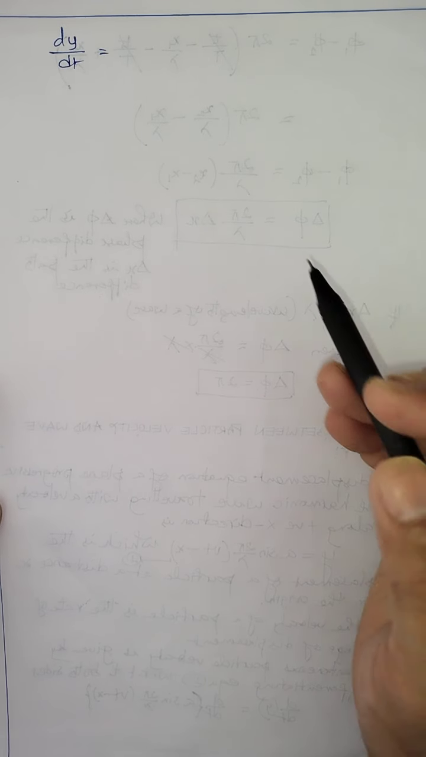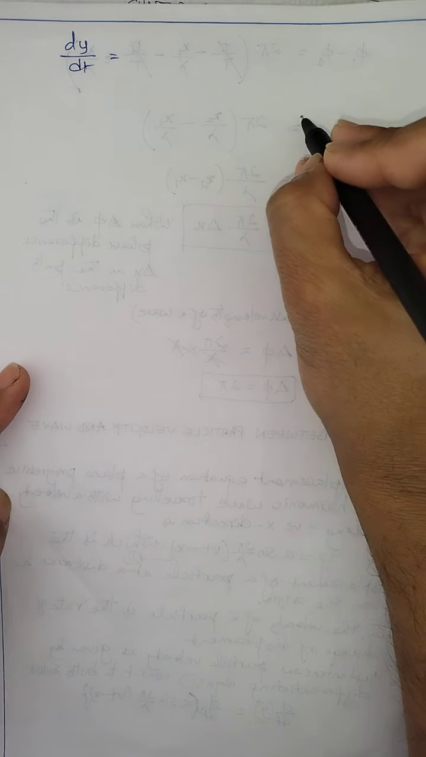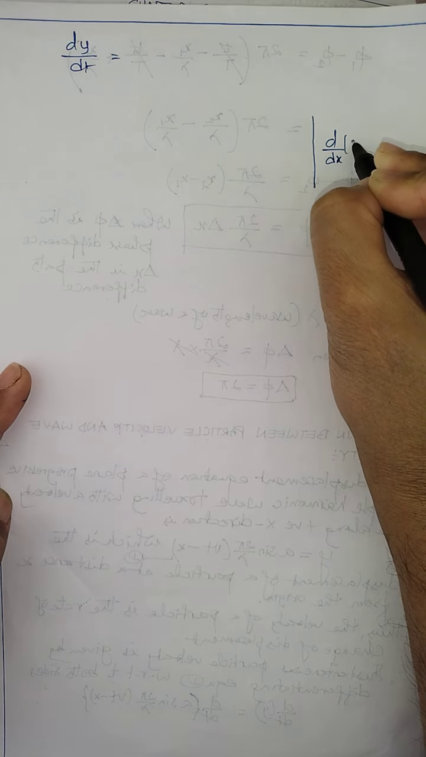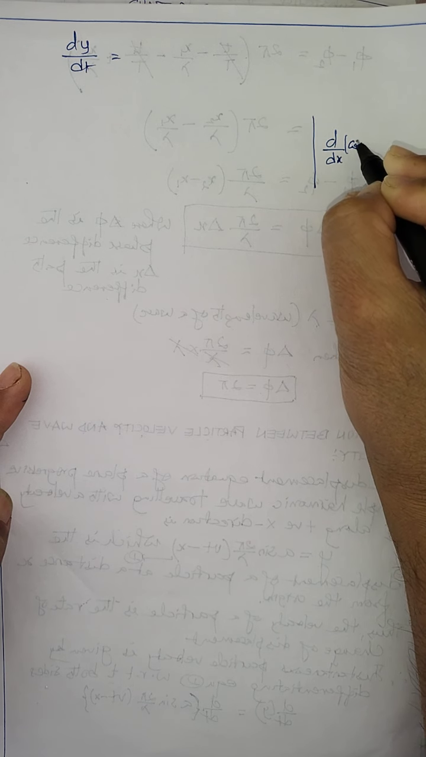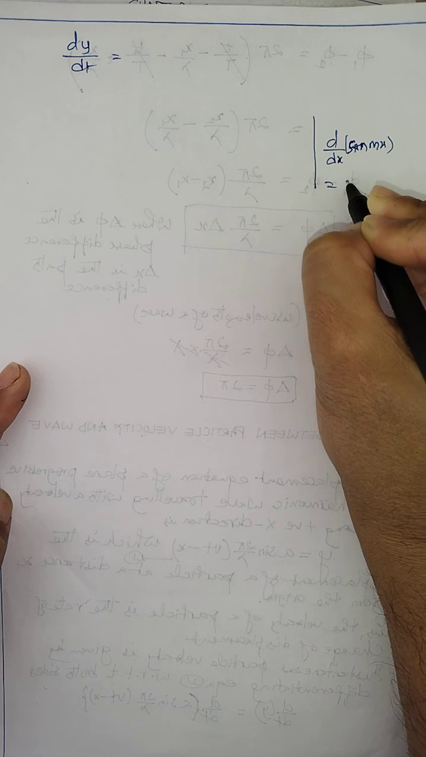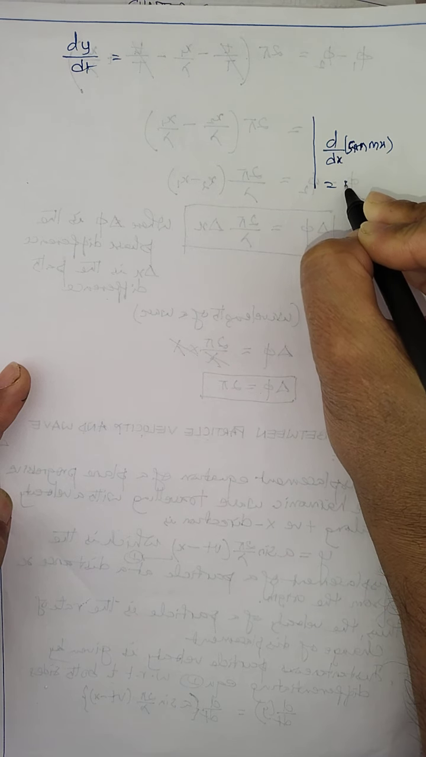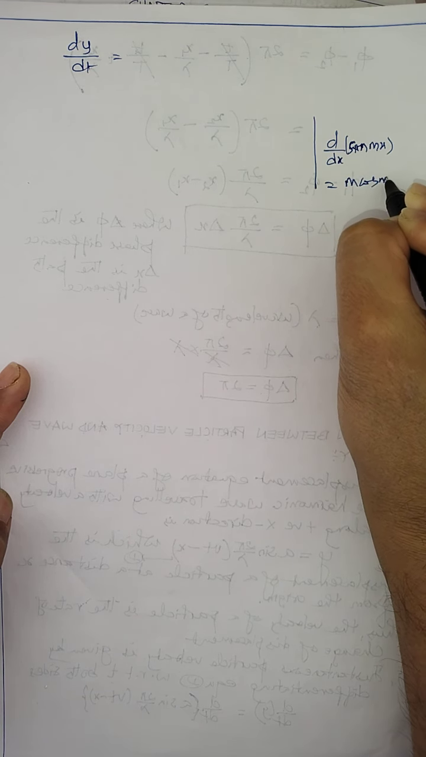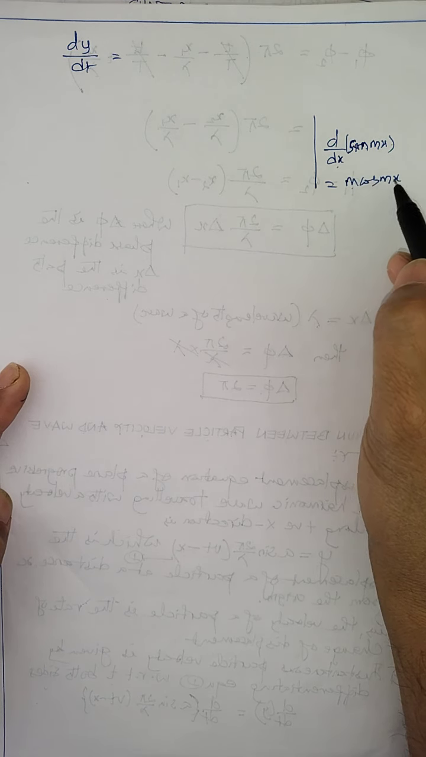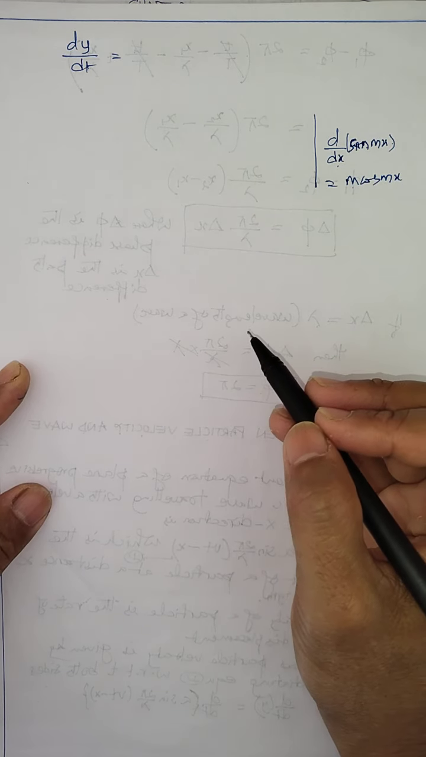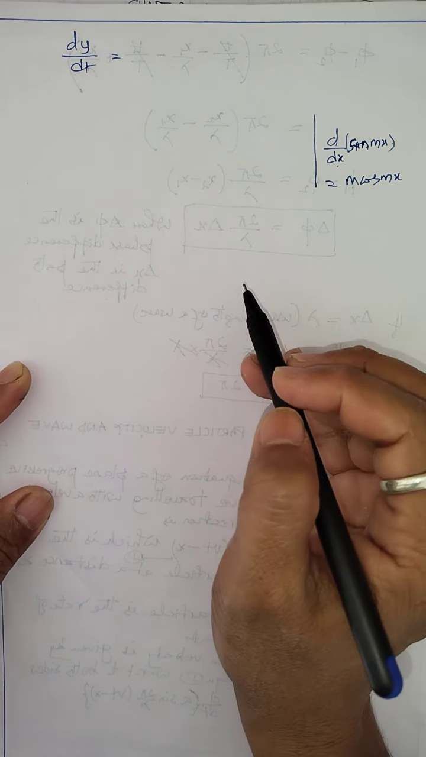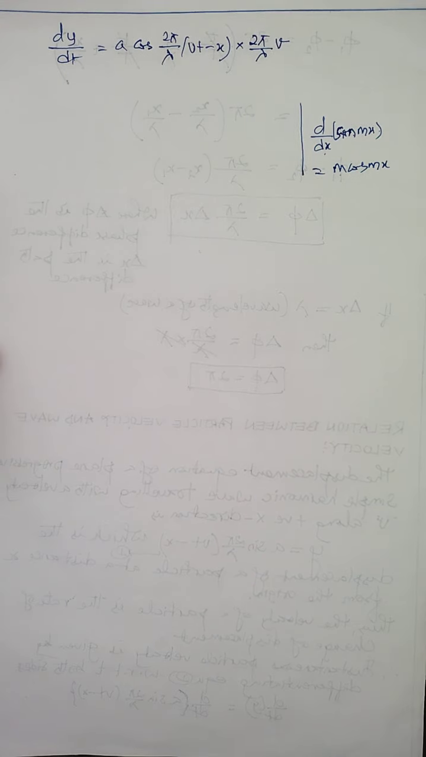For the differentiation of the right hand side, I follow one of the formulas: d/dx of sin mx is given by m cos mx. So the differentiation of sin mx is m cos mx. The same thing I can follow now for the differentiation of this quantity with time.